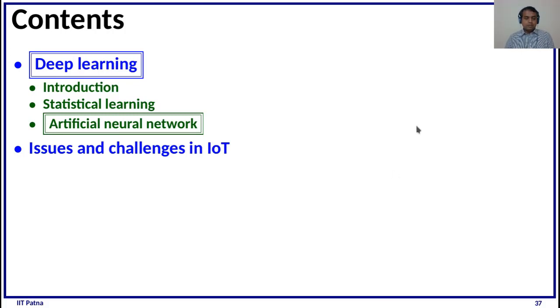So in the last 1 hour, we have looked into the basics of deep learning and what we mean by statistical learning. So when we have a huge chunk of data and we want to fit a model, what are the possible means? One can go for the machine learning technique, one can go for the deep learning technique to fit the best model for their own purpose.